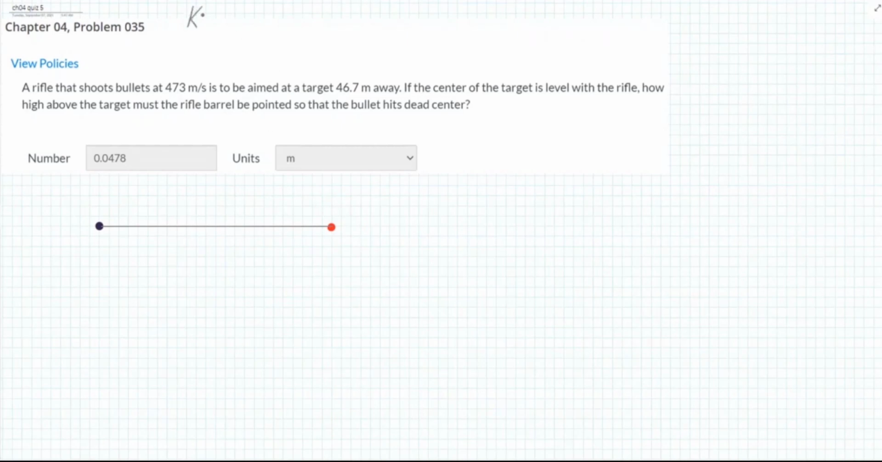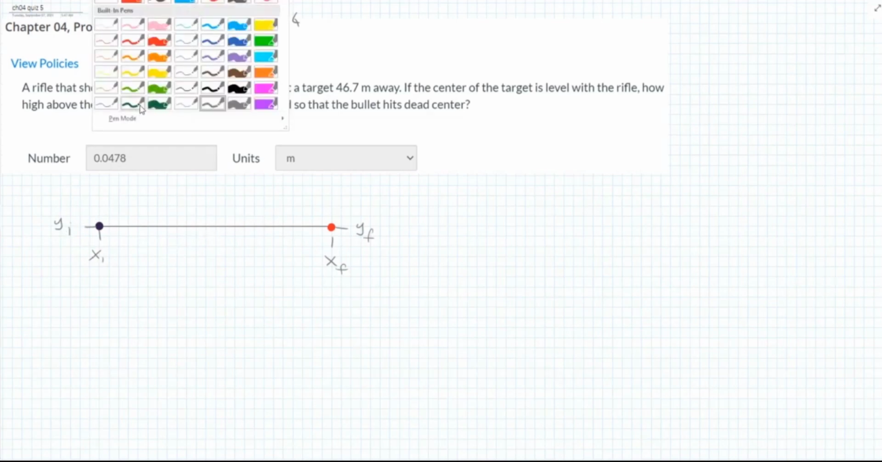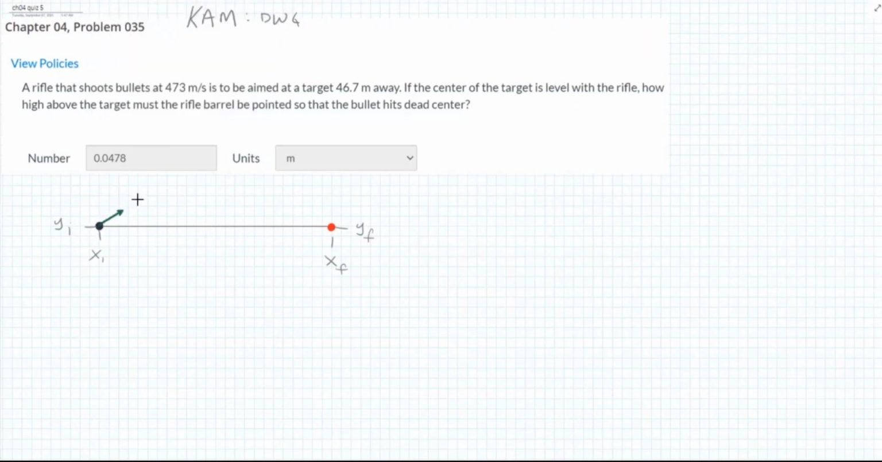So, relentless adherence to the method. Let's go crazy with the fully labeled drawing. This would be X final. This would be Y final. This would be X initial. This would be Y initial. And then if you're going to hit this target, you're going to have to give this projectile an initial velocity. Your initial velocity is something like that. This is the initial velocity.